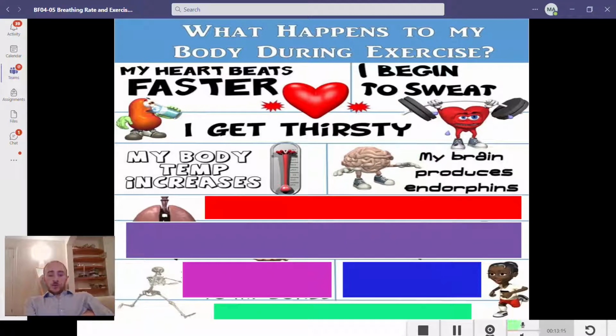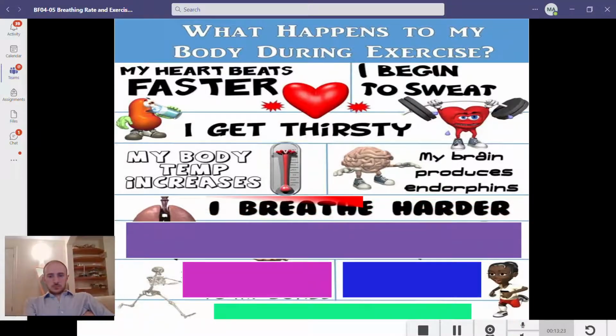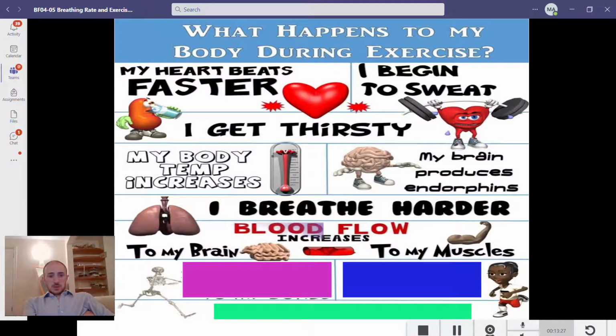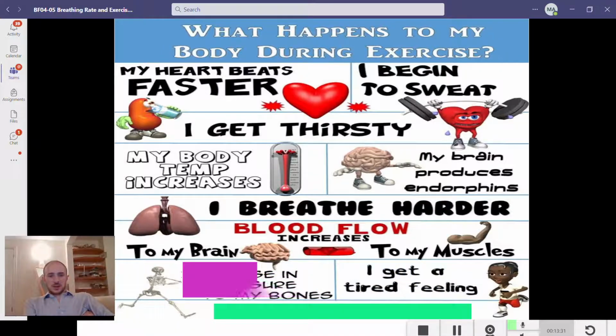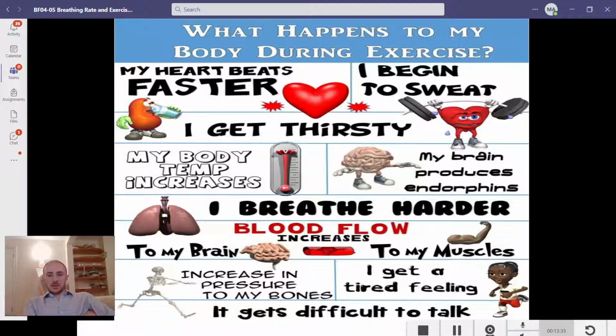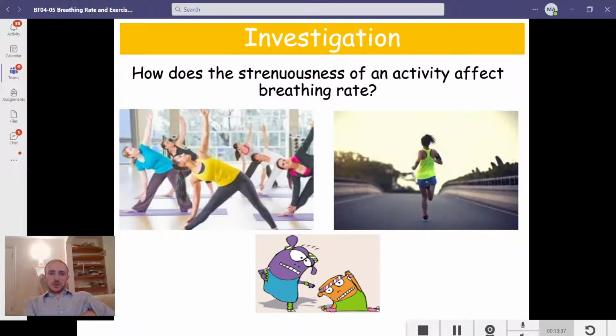Brain produces endorphins, is what makes you feel kind of excited and high, if you like, after you've finished running. I breathe harder. Blood flow increases to my brain and muscles. Tired feeling. Increasing pressure to my bones. And lastly, it's difficult to talk. Now, all of these things are related to this question.